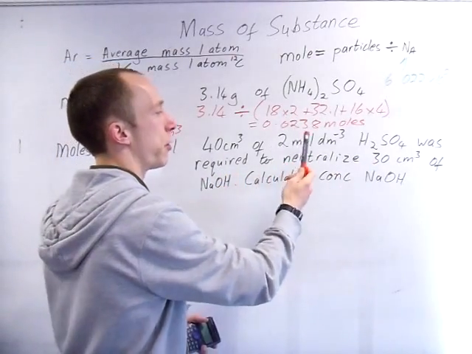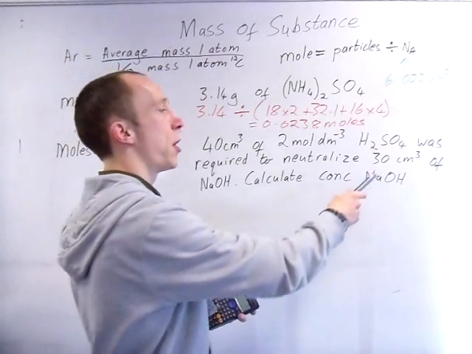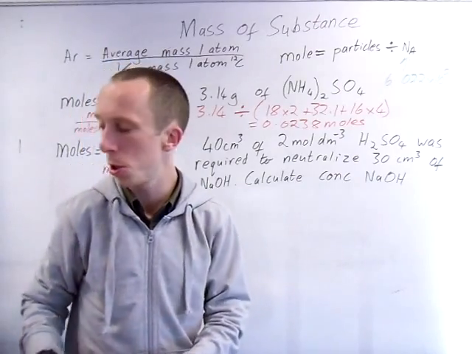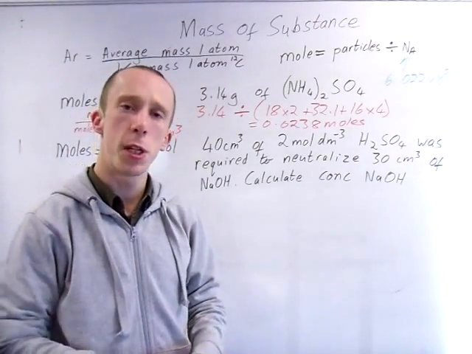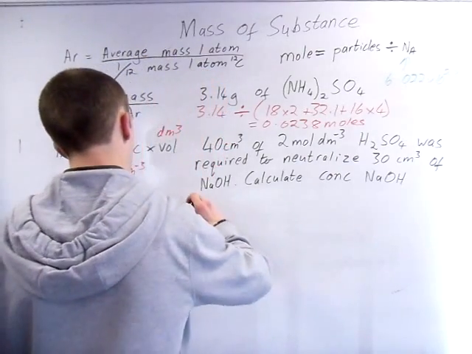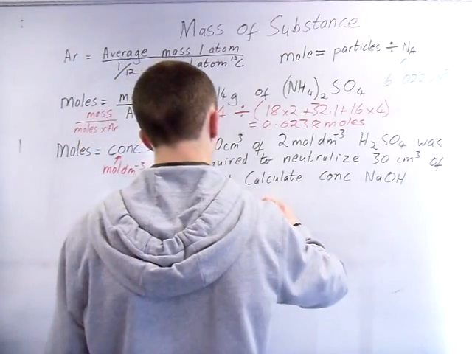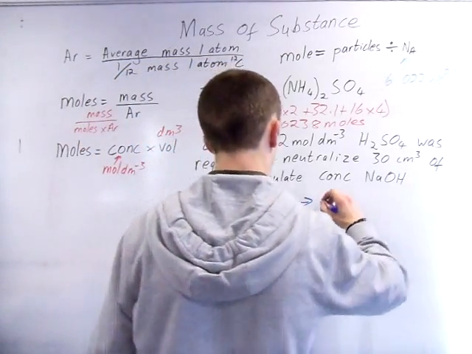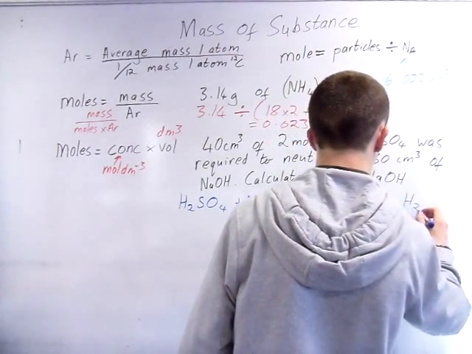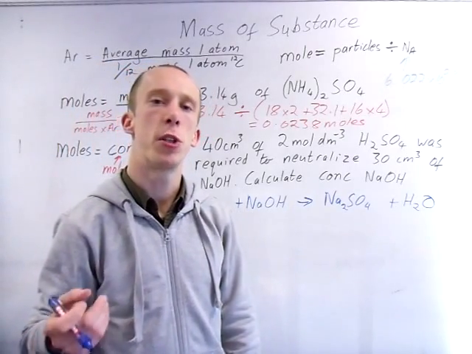40 cubic centimetres of a 2 moles per decimeter cubed solution of sulfuric acid was required to neutralise 30 cubic centimetres of sodium hydroxide. Calculate the concentration of sodium hydroxide. Now, first thing to always do with these, write out the equation and balance it. So the HCl, NaOH, things like that you're expected to know.